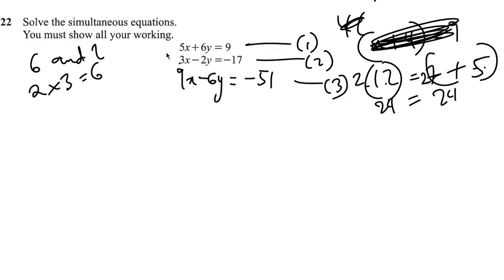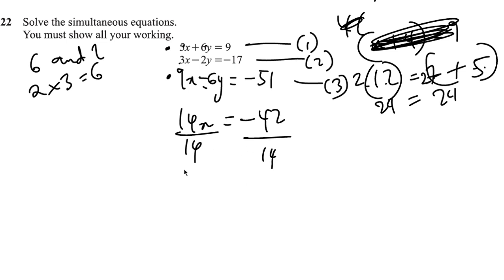So we could then simply add equation 1 and equation 3. So 6y and negative 6y cancel to be 0. So 5x plus 9x is 14x. 6y negative 6y is 0, so that has eliminated that. Then 9 negative 51 is negative 42. Right? And then dividing through by 14, x will be equal to negative 42 over 14, which is negative 3. So that's the value of x.